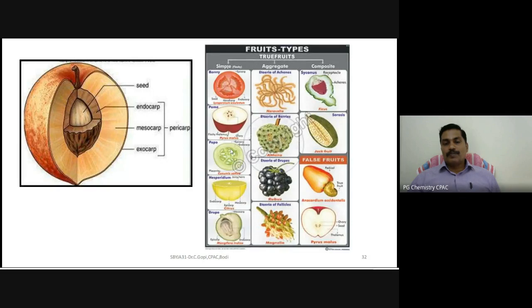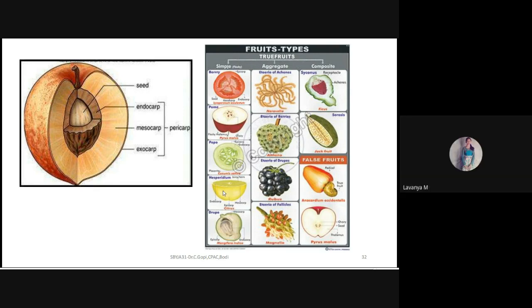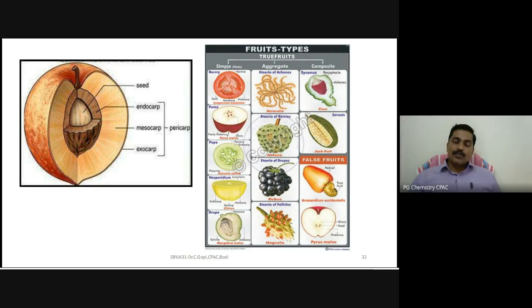Pepo, cucurbits, cucumber and so on, we say, right? Those are all pepo. The name of the fruit is pepo. Hesperidium, orange. Yes, good tasting member. Then true fruit. So you see in the mango, mango has the center portion seed, which is covered with mesocarp, endocarp, and exocarp. So it is a typical drupe fruit.